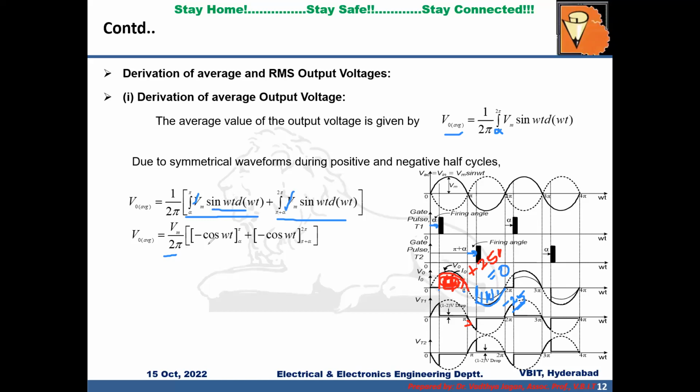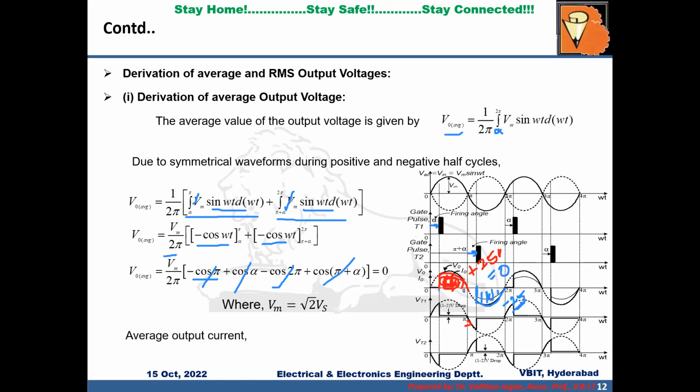Integration of sin omega t is equal to minus cos omega t, and the limits are alpha to pi. Similarly here, integration of sin omega t will be minus cos omega t, and the limits are from pi plus alpha to 2 pi. Substitute the upper and lower limits, and you will get minus cos pi plus cos alpha, minus cos 2 pi plus cos pi plus alpha. This will cancel with this one, and this will cancel with this one. We will get 0. So the average output voltage is 0 even by mathematical analysis.